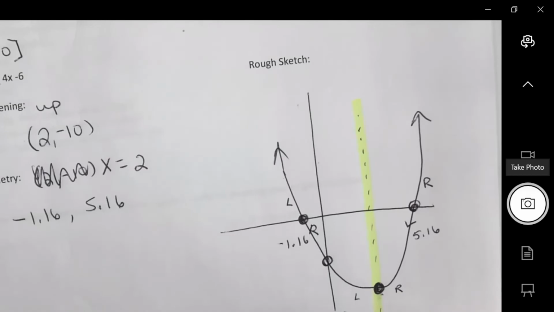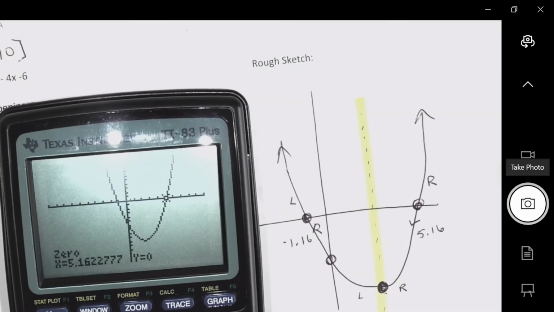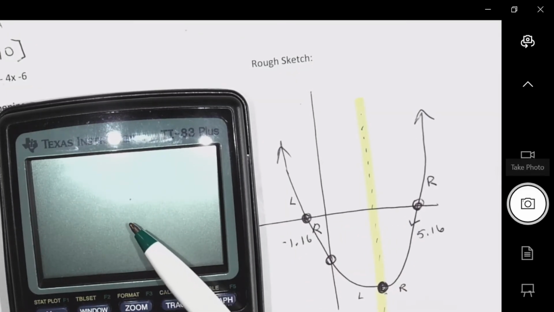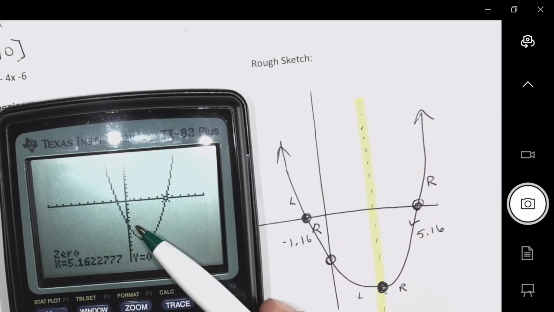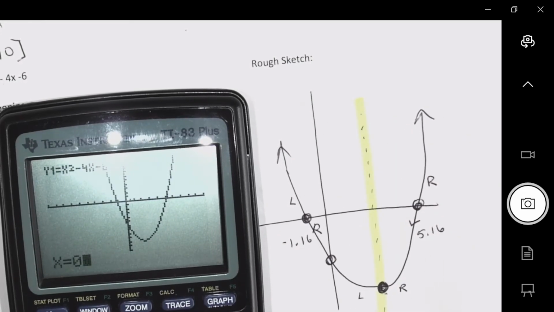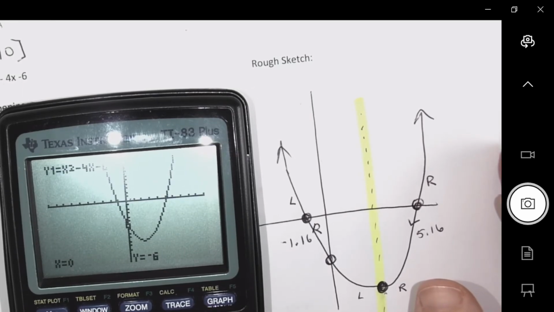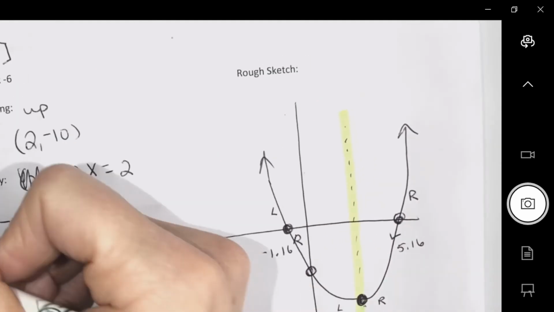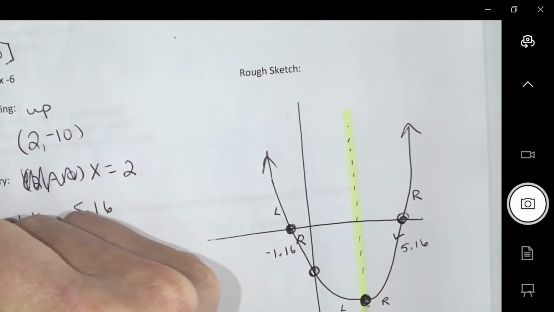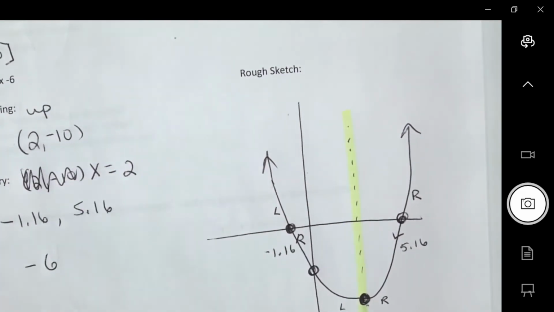Okay, y-intercept. So here is my y-intercept. How do I find it again? Do you remember? Trace 0. Enter. I just tell my mouse to go to 0. You can always tell your mouse to go to exact x values if you know them. So trace 0. It gives negative 6.